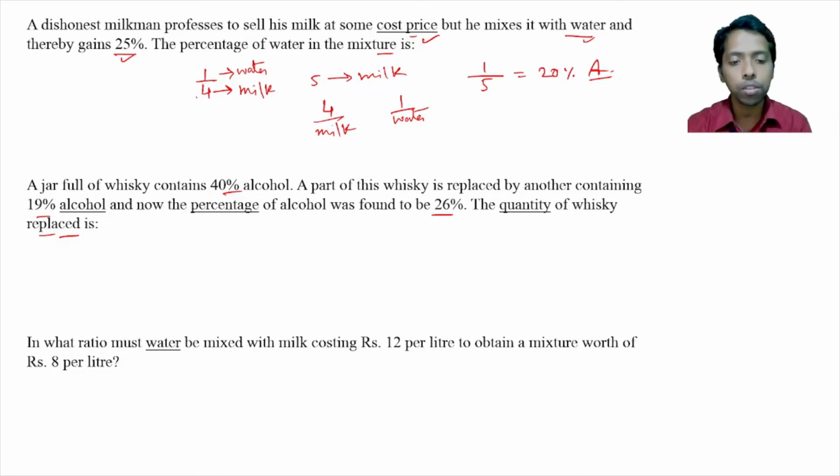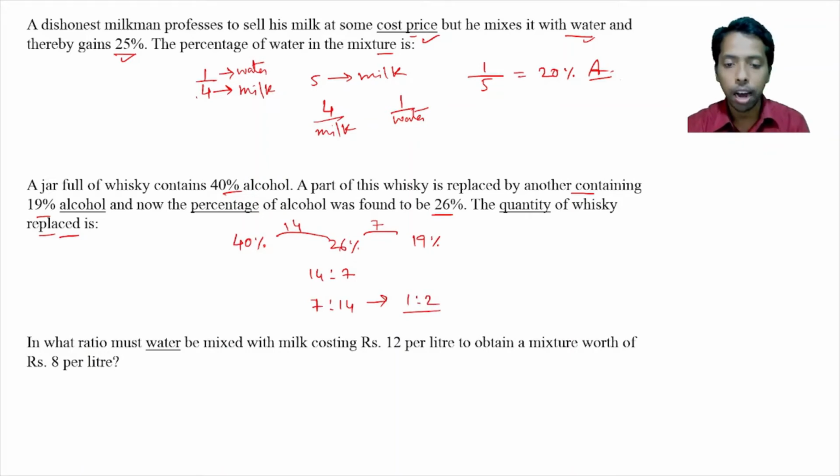A jar full of whiskey contains 40% alcohol. Initially 40% alcohol. A part of whiskey is replaced by another containing 19% alcohol. This is 19%. And after mixing these two, it's found to be 26% alcohol present in the mixture. So what's the difference here? That is 7. What's the difference here? That is 14. But will we take the ratio as it is, 14 ratio 7? No, absolutely not. What I have told you is that if the difference is more, weightage is less. If the difference is less, weightage is more. So you have to take just the reverse of this. That means 7 ratio 14. Now 7 ratio 14 in reduced form is 1 ratio 2.